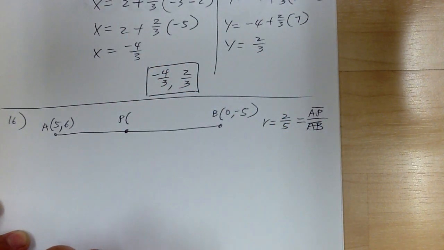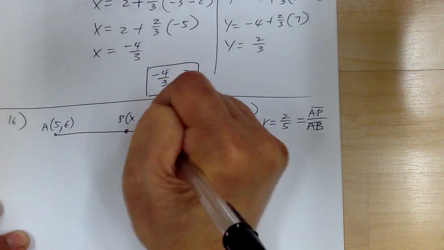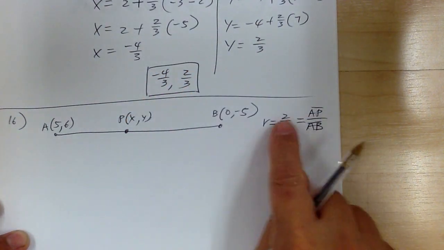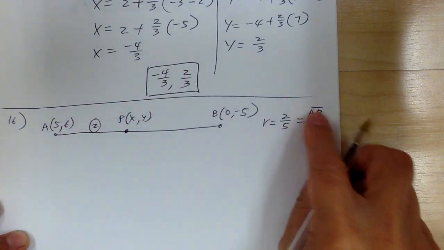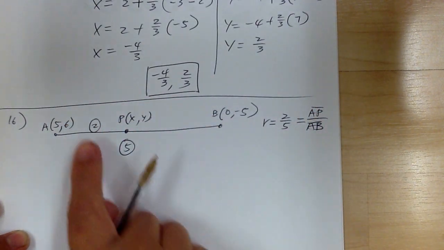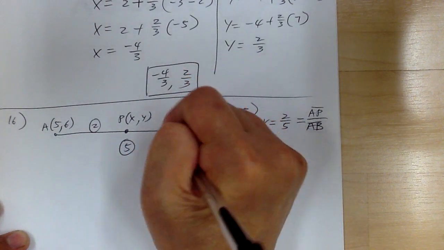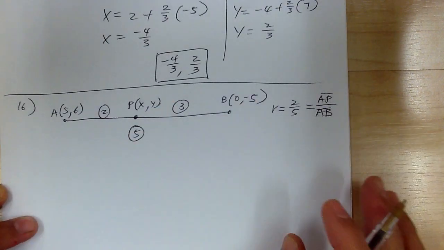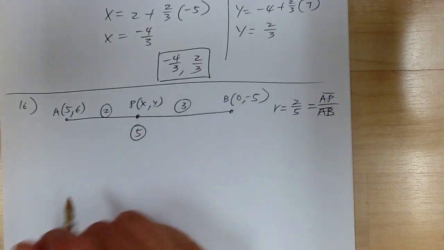So P is going to be XY. That's what you're looking for, right? So AP is 2, so this is length of 2, and AB is 5. Okay, so 2, 5, so that means this is 3, right? Okay, so I'm just going to put all that. So you can figure out the X.